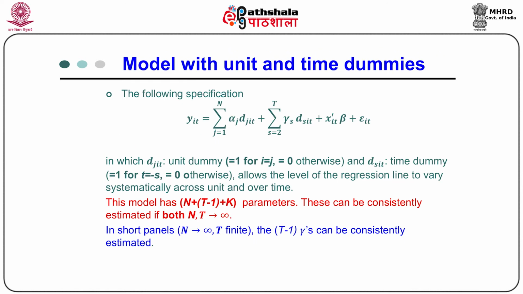Now, let us consider the model with unit and time dummies. So, introducing a unit dummy and a time dummy for each of these observations, we have a composite model, and this model constitutes n plus T minus 1 plus k number of parameters, and this can be estimated if both n and T tend to infinity. Now, but for the short panel, as n tends to infinity and T finite, the T minus 1 gammas cannot be consistently estimated.